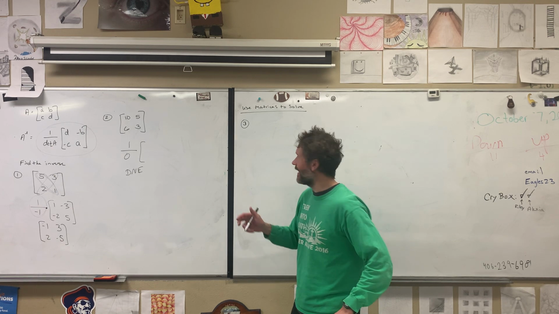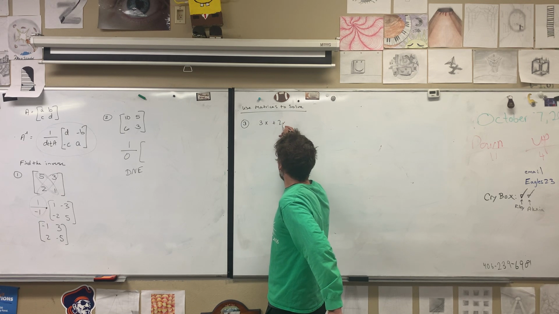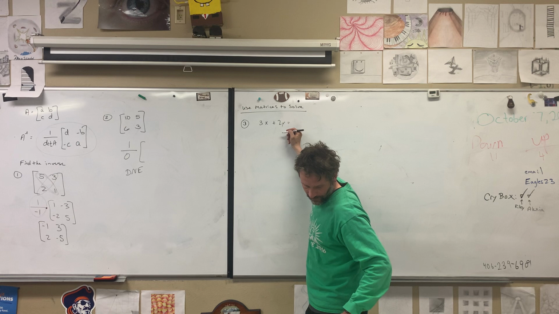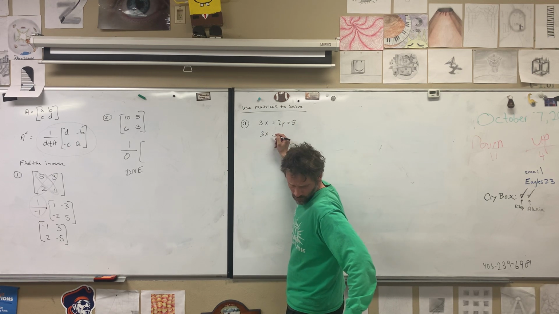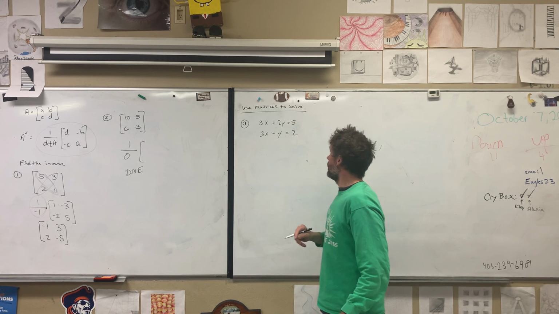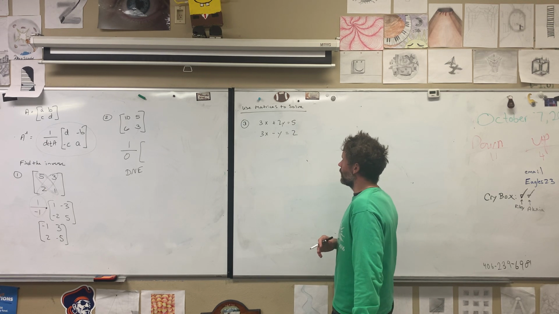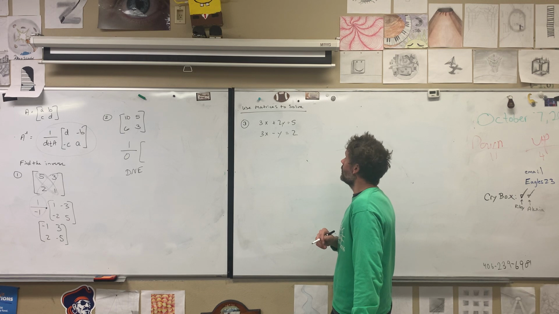So if we're given 3x plus 2y equals 5, and then 3x minus y equals 2, how do we use matrices to solve this? If I said, hey, just solve this, you would say, I'm not going to use matrices, I'm just going to subtract the bottom one and be good to go. But if I said, hey, use matrices to solve this, we're screwed.